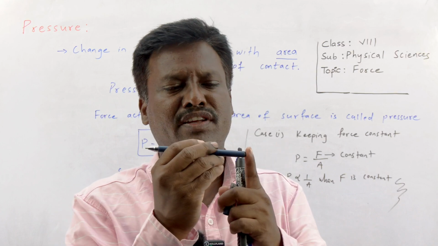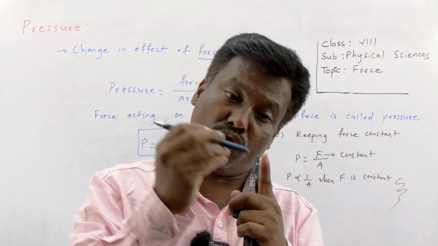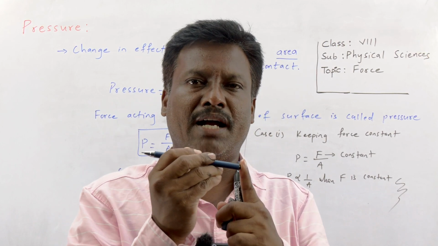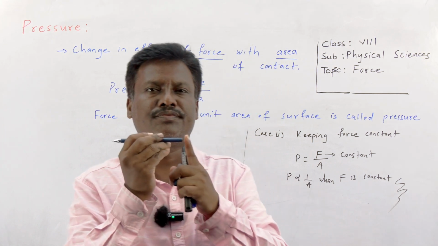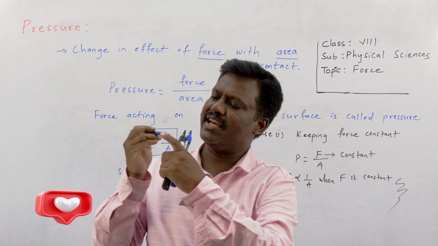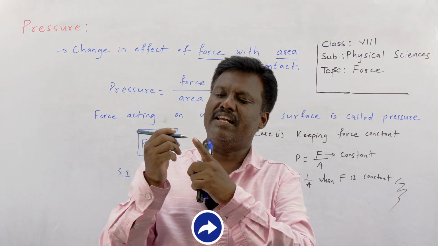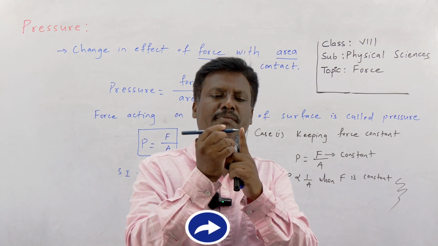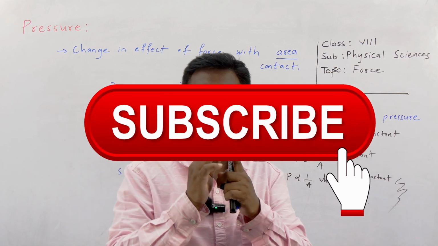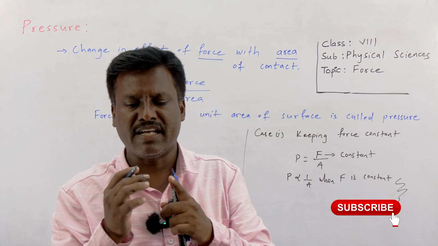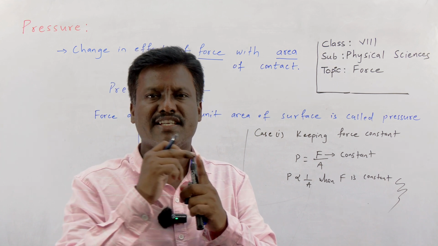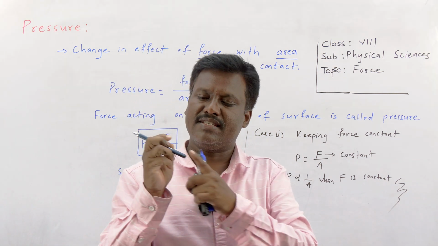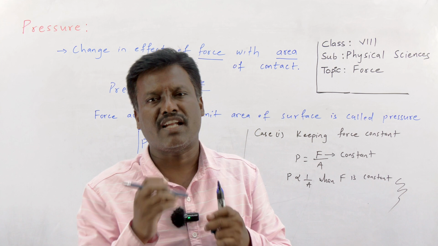But previously, even though I applied the same force, or even more force, I was not able to feel any pain because the area is more. But when I reverse the pen and press with the nib, the area is less. So I feel more pain because this smaller area exerts more pressure on my finger. This larger area exerts less pressure on my finger.